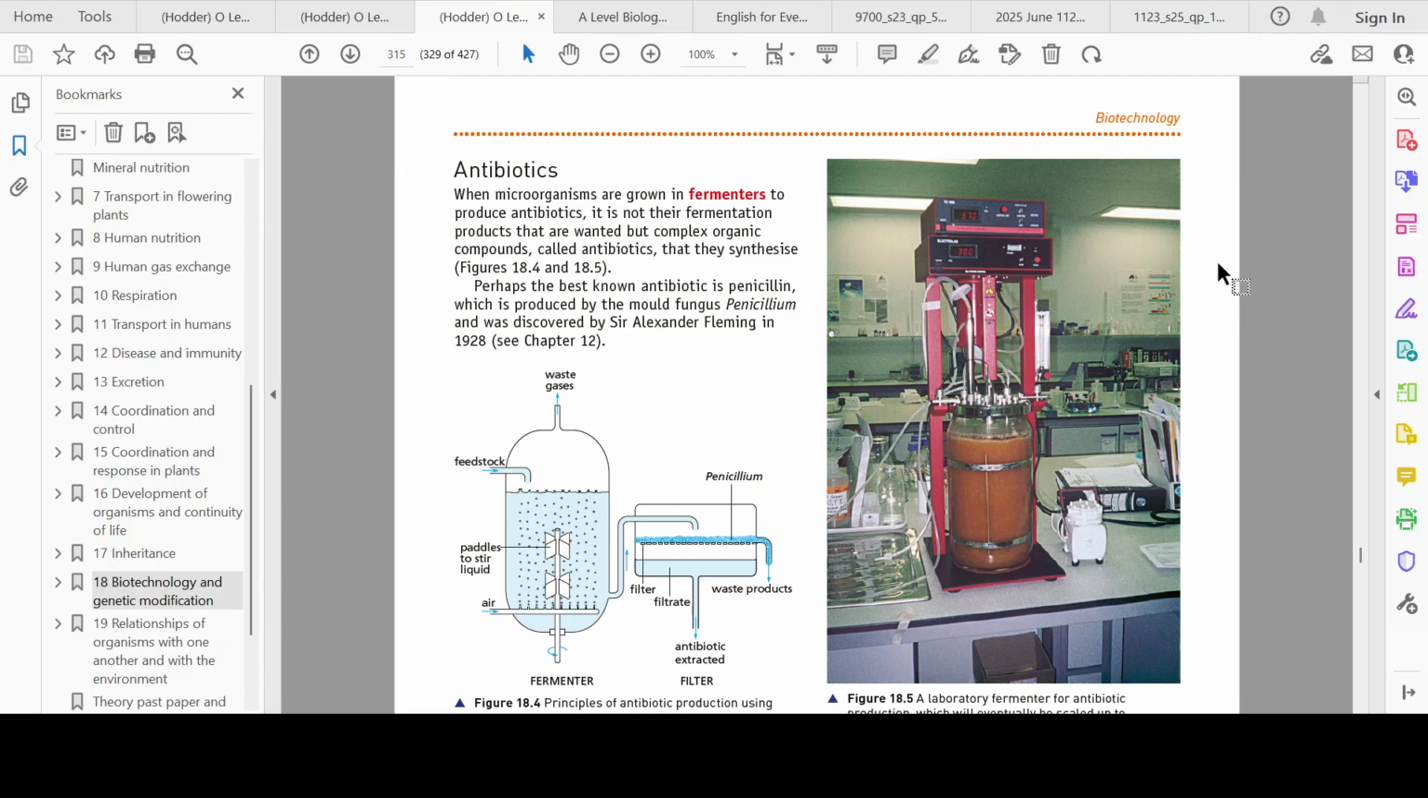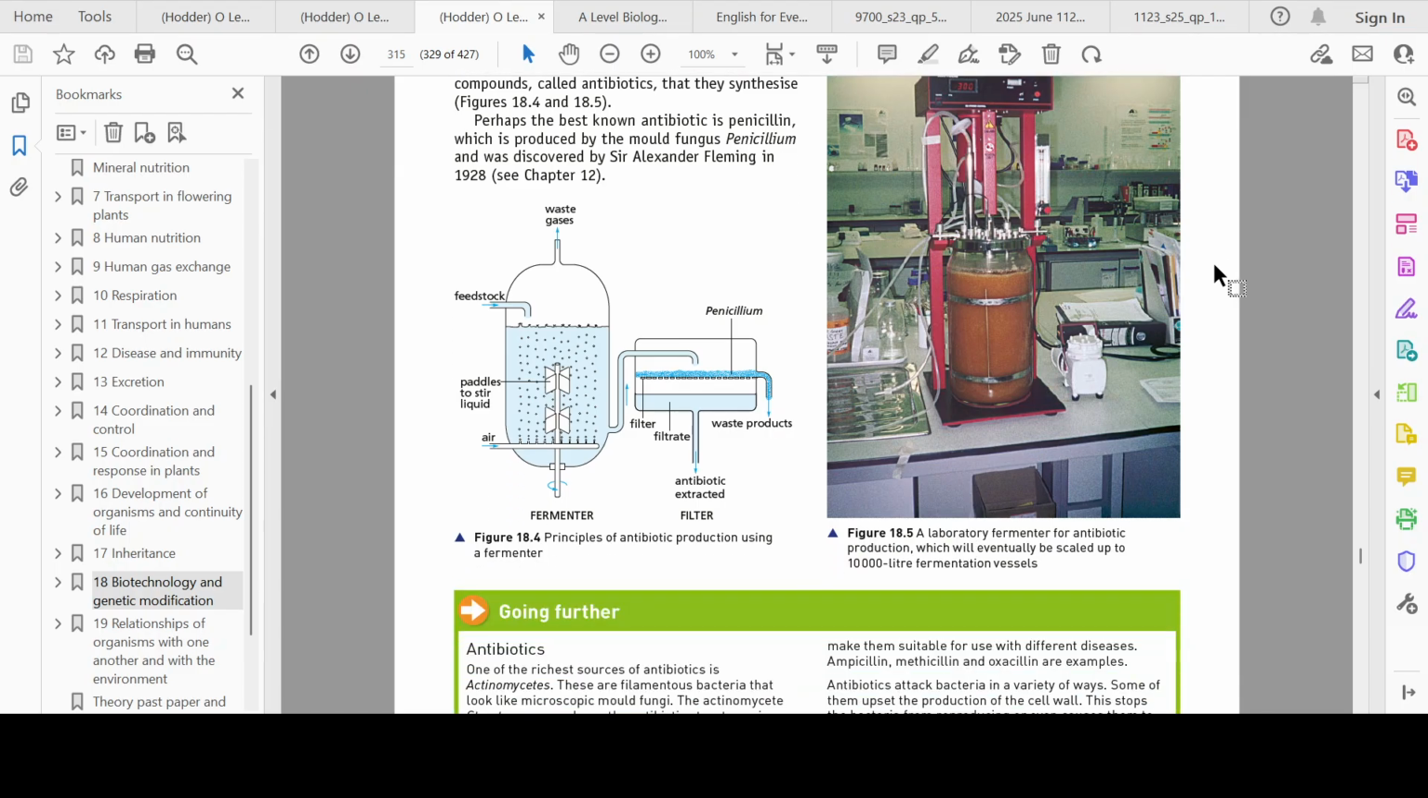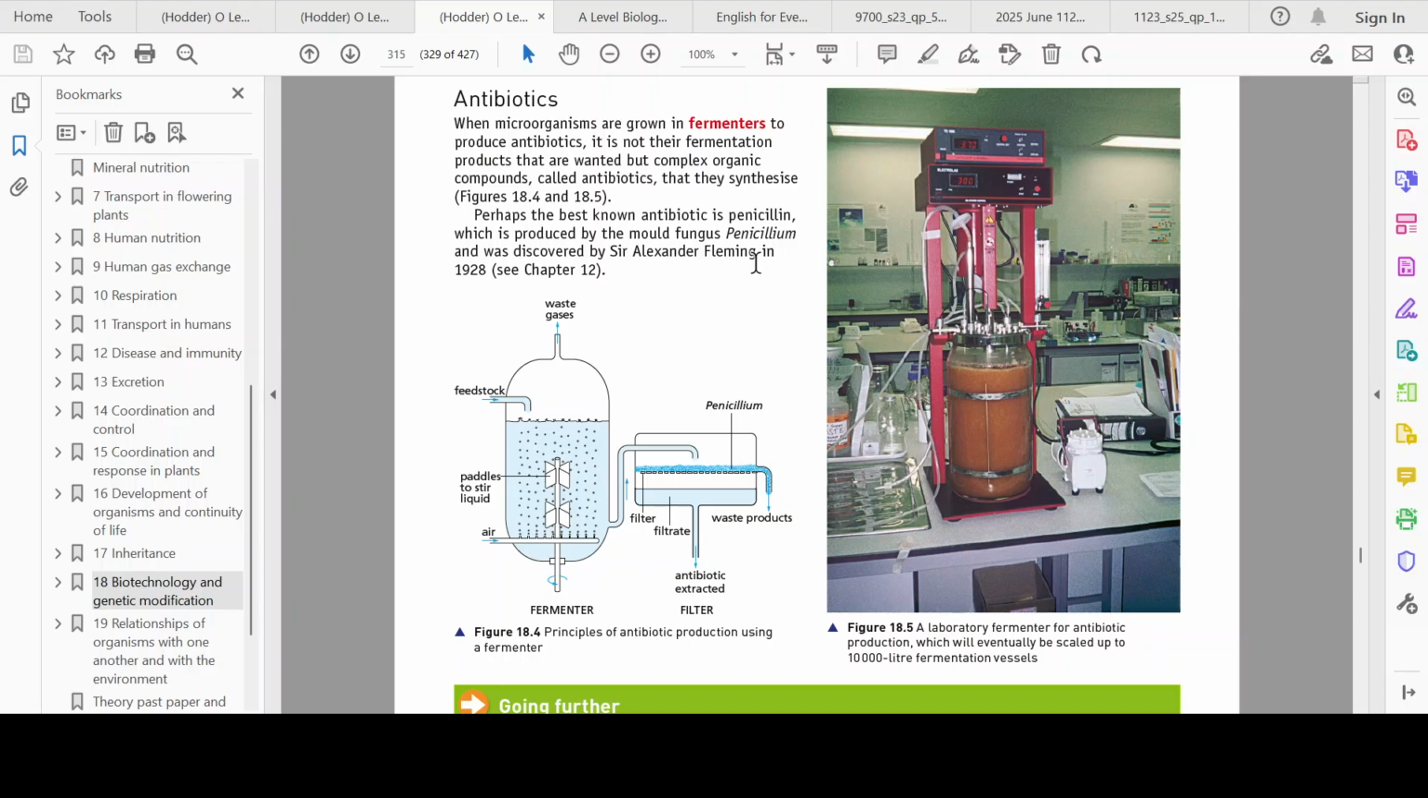Any questions so far? No. Okay, then you got the production of antibiotics.